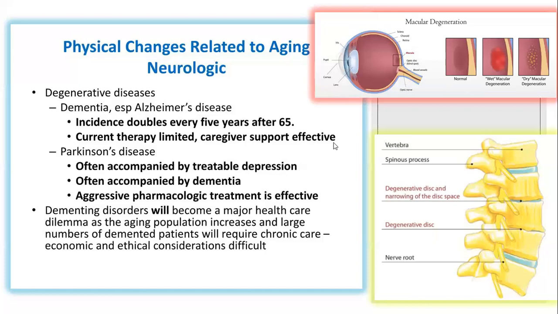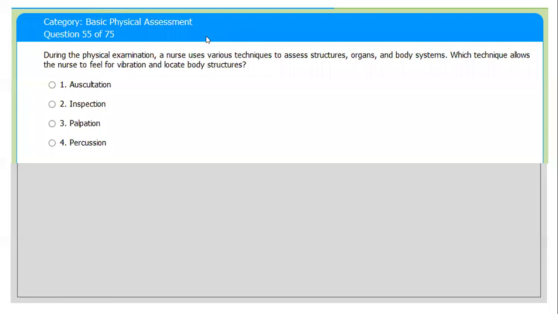What next? Next question. During the physical examination, a nurse uses various techniques to assess the structure, organ, and body system. Which technique allows the nurse to feel for vibration and look at the body structure? Auscultation. Usually we use a stethoscope for auscultation. Inspection, just observe, right?